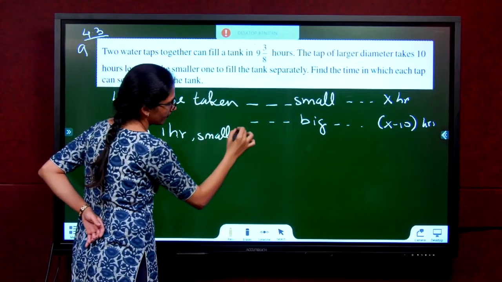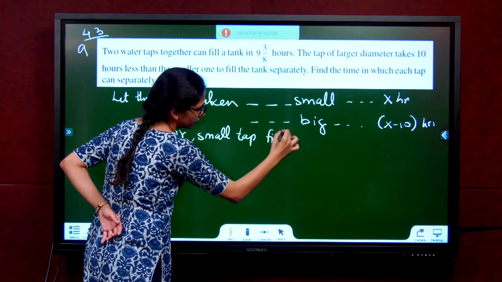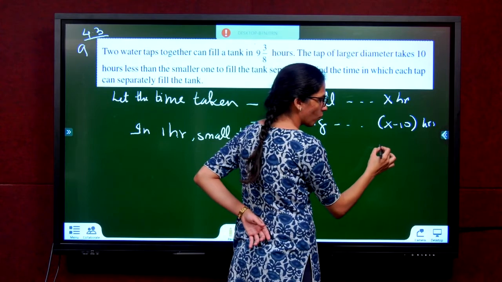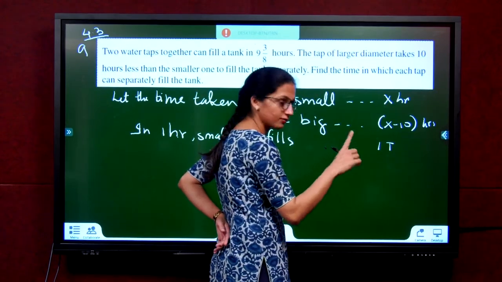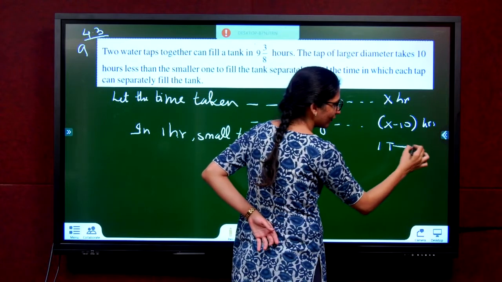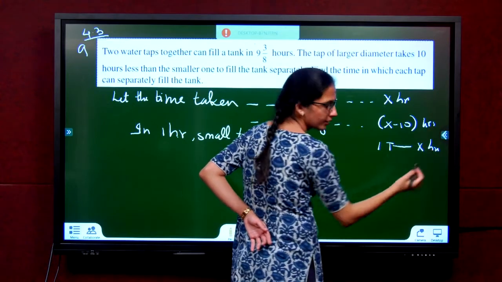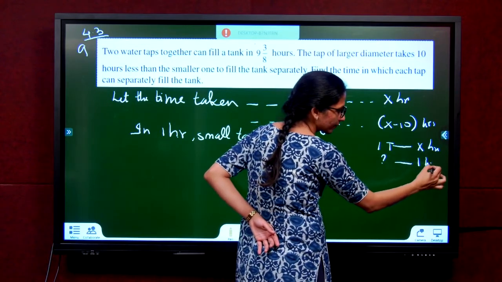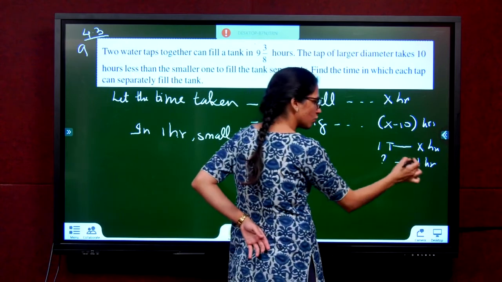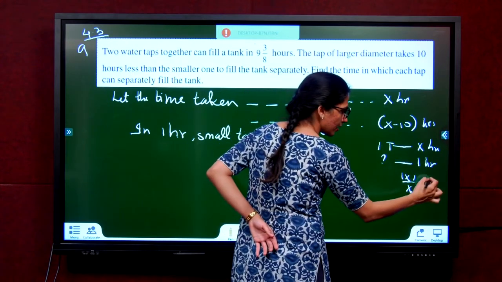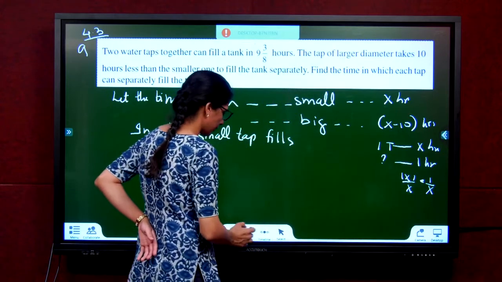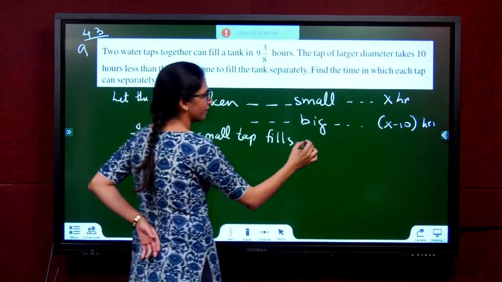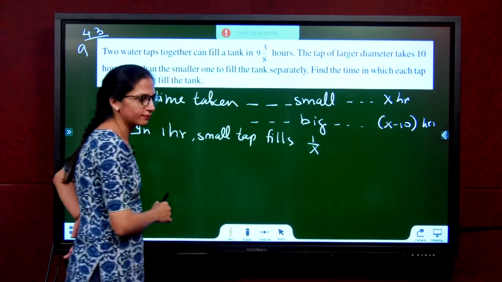Small tap fills, for those who cannot tell the answer directly, look here. One tank, that means the full work, full tank. One tank it can fill in X hours. So how much tank can it fill in 1 hour? You all know the cross multiplication method. So 1 into 1 by X, 1 by X. Correct? So I can therefore say the small tap fills 1 by X of the tank.